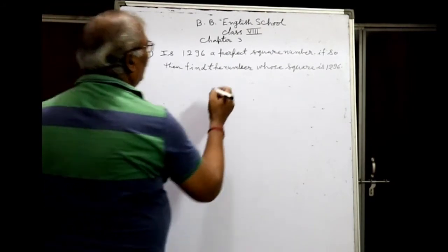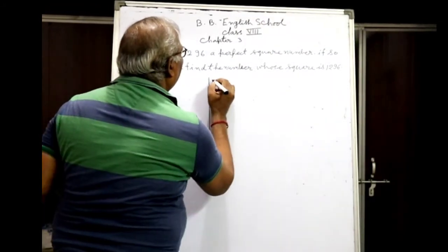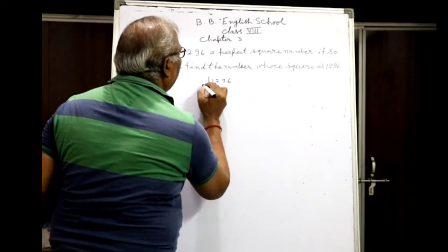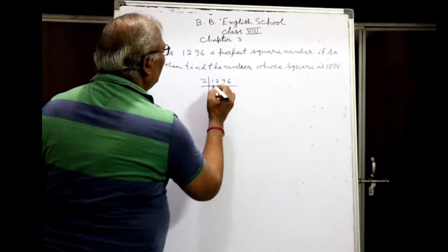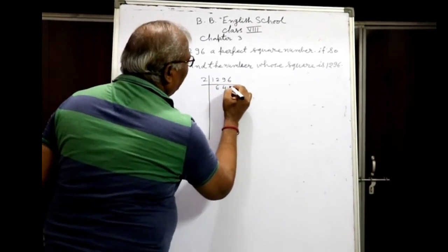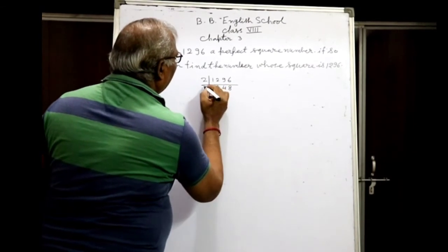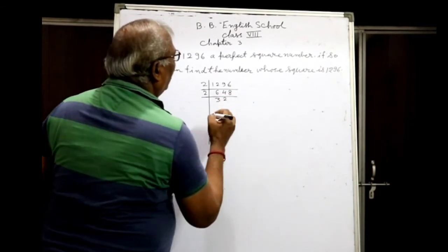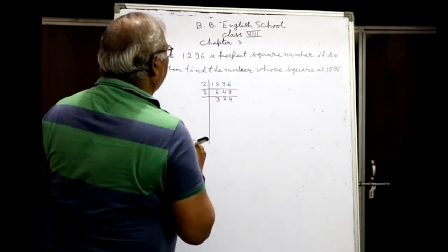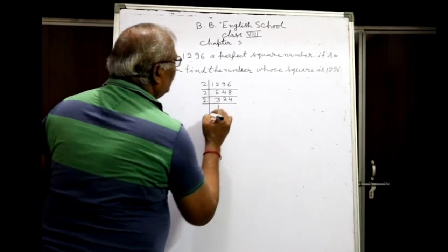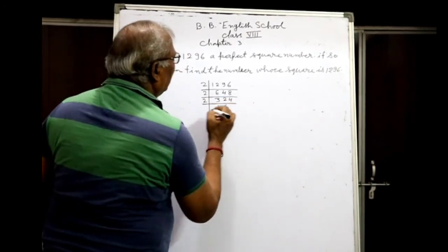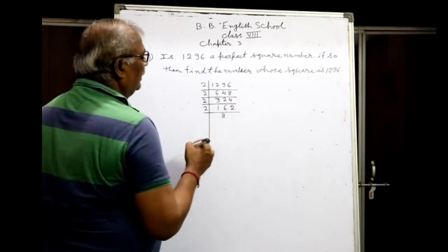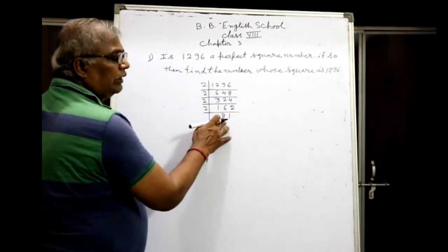What will we do? First we will find the prime factors of 1296. Divide this number by 2. 2 6s are 12, 2 4s are 8, 2 8s are 16. Now divide again by 2. 2 3s are 6, 2 2s are 4, 2 4s are 8. Now again divide by 2. 2 1s are 2, 1 remainder, 2 6s are 12, 2 2s are 4. Again 2 8s are 16, 2 1s are 2. Now it is not divisible by 2.